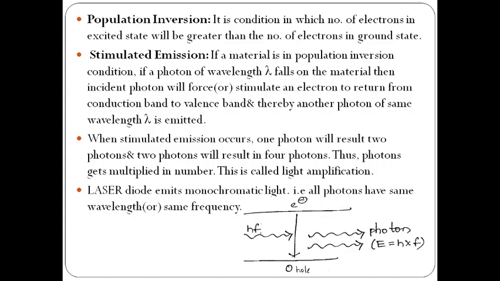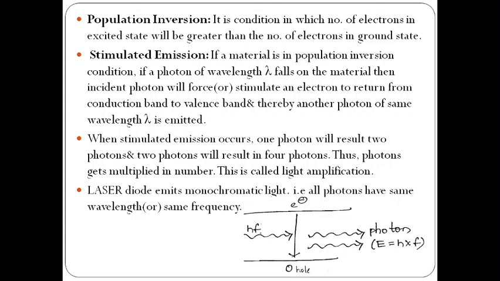And stimulated emission is nothing but, in population inversion, if a photon of wavelength lambda falls on the material, then the incident photon will stimulate an electron to return from the conduction band to the valence band, and thereby another photon of the same wavelength lambda is emitted.